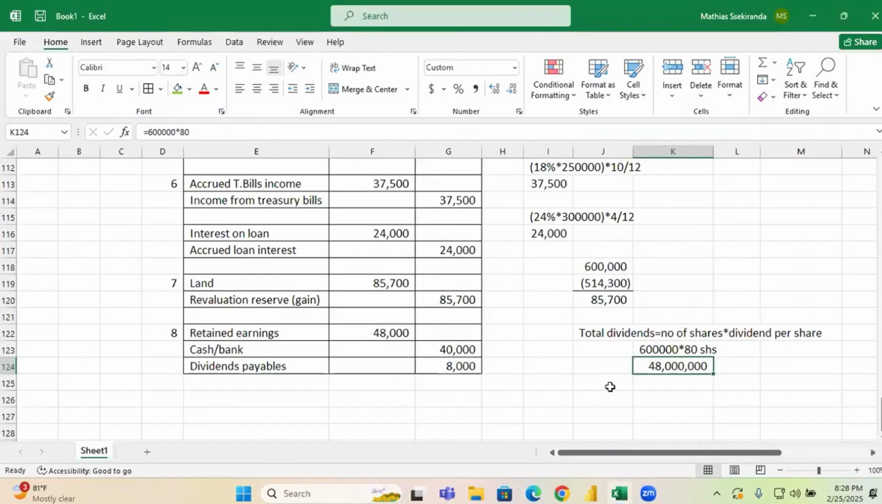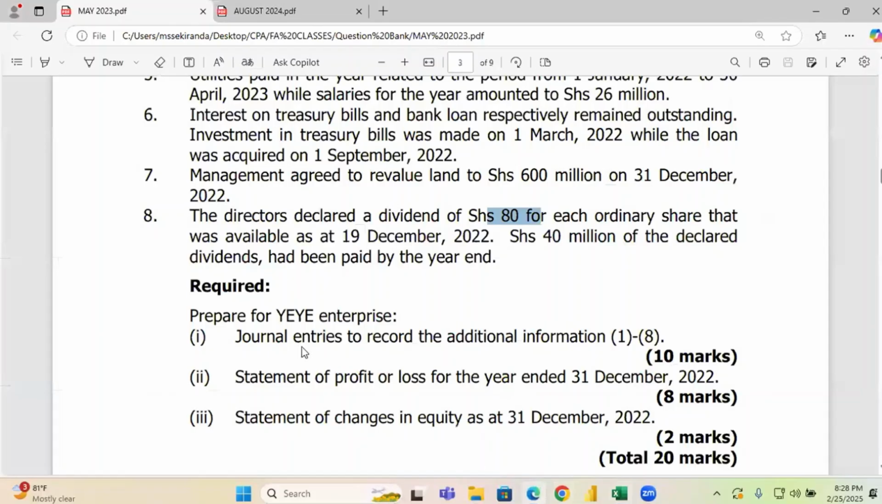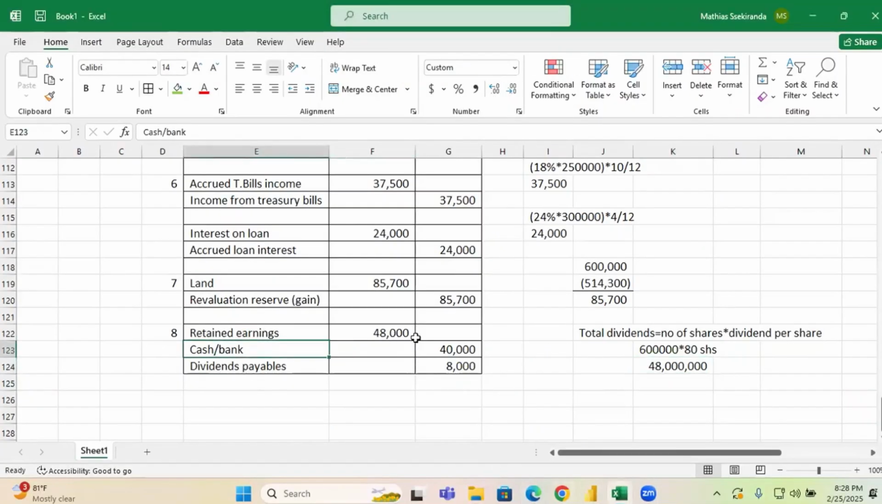But these are paid from retained earnings. So you debit retained earnings, credit the bank by 40 million, because they told you that by end of the year, we had only paid 40. So 40, credit it in the bank or cash, then credit the liability. Shareholders are still demanding the 8 million, the dividends payable.